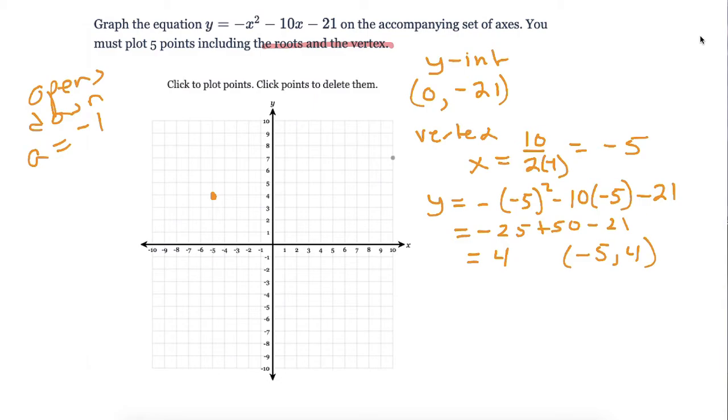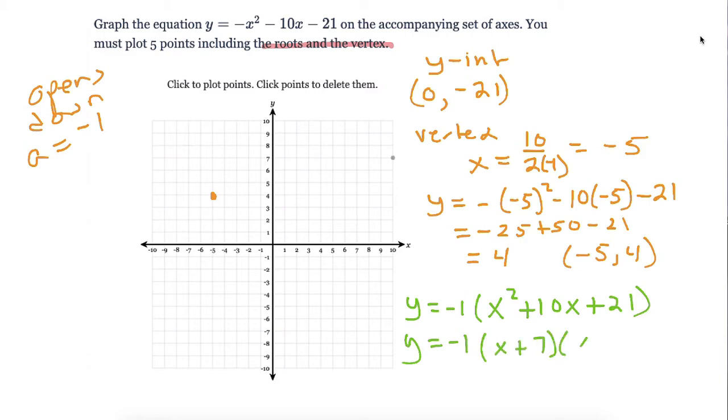And we could factor this by factoring out a negative 1 first. We get x squared plus 10x plus 21. Now if we figure out what two numbers multiply to get 21 but add to get 10, you should know that's 7 and 3.